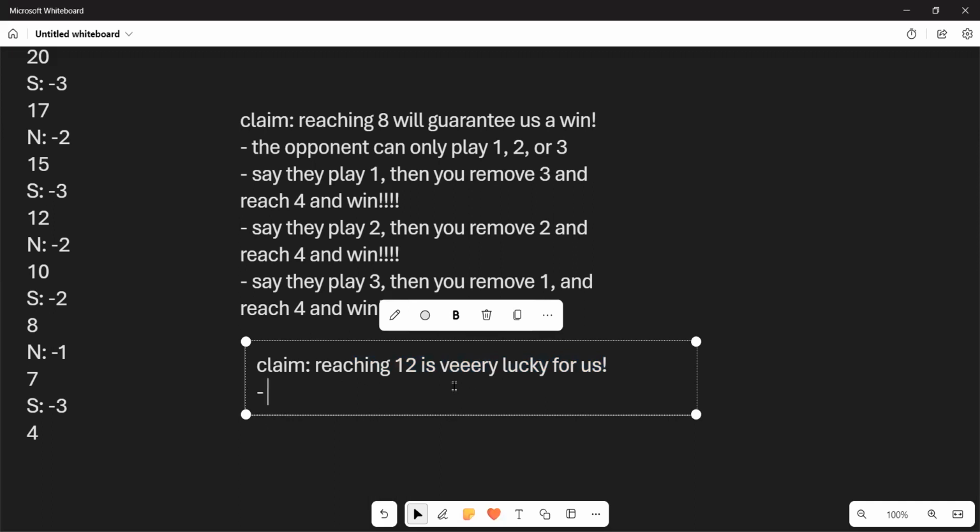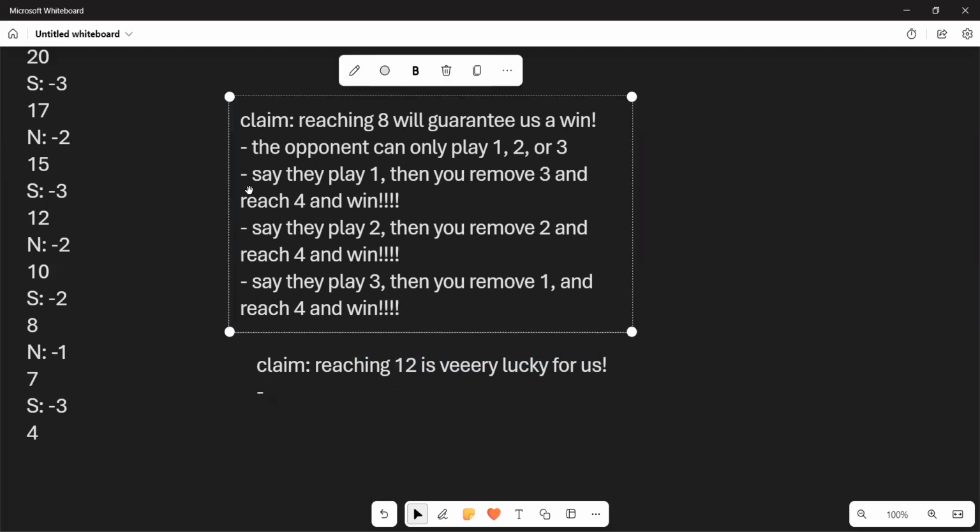Yes, reaching 12 is very lucky for us. Why? Because again, the same argument applies. The opponent can play only 1, 2, or 3. So no matter how hard the opponent tries, they can never reach 8. But no matter what the opponent does, we can reach 8 from 12. Right?